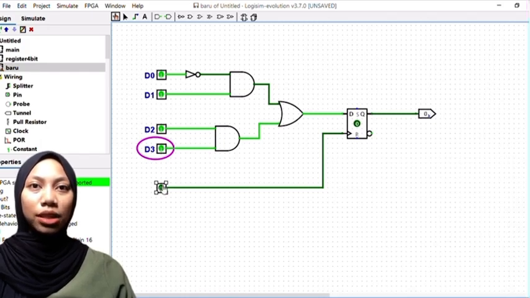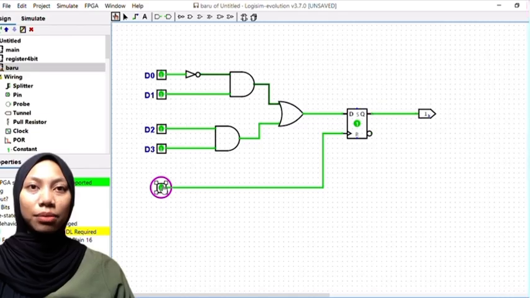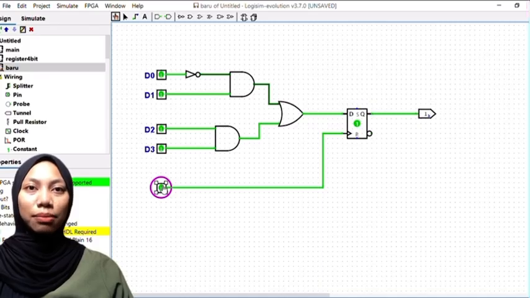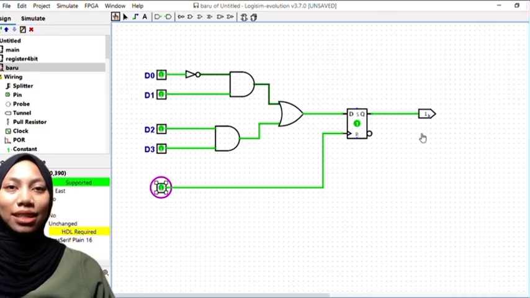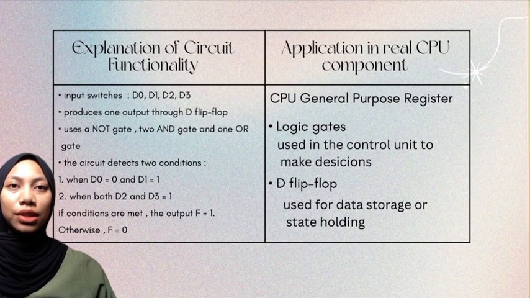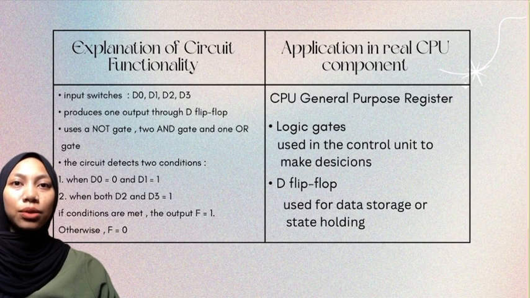Finally, the output from the OR gate goes into the D flip-flop. The flip-flop is used to store the output value and it only updates when the clock signal is triggered. This makes the circuit a sequential circuit, meaning the output depends not just on the current input, but also on the previous state stored in the flip-flop. In simple words, the circuit checks for two conditions, when D0 is 0 and D1 is 1, or when D2 and D3 are both 1, and then stores the result as the output.